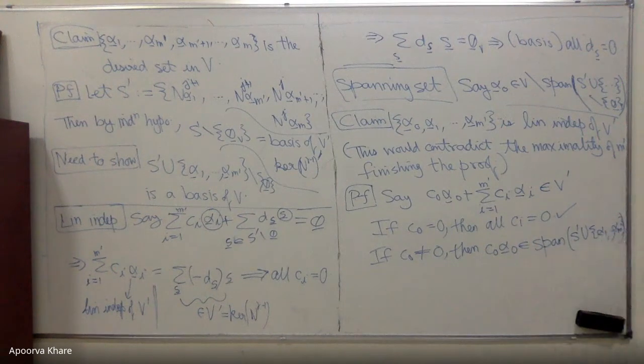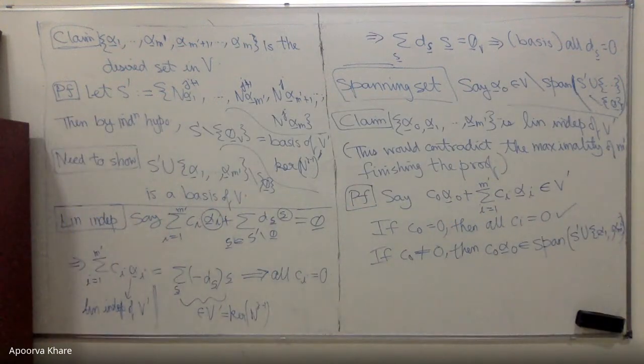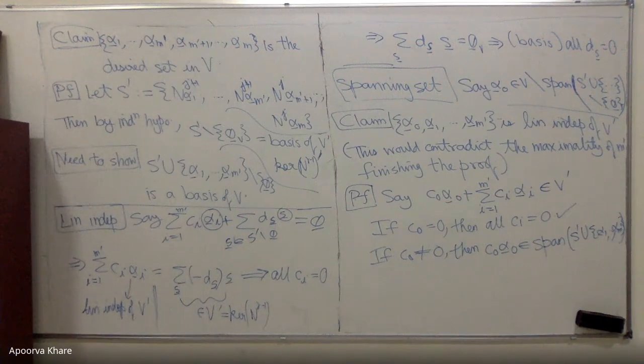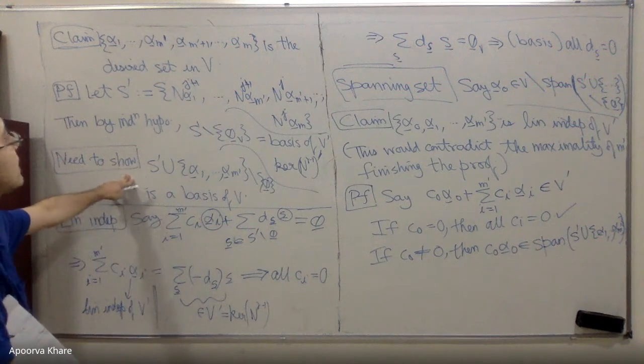Okay, right? So there are two cases, as I said. Suppose C naught is non-zero, then this is what it is. So we need to show just that this is the basis. Let's just take a step back. Okay? So we started with an induction.